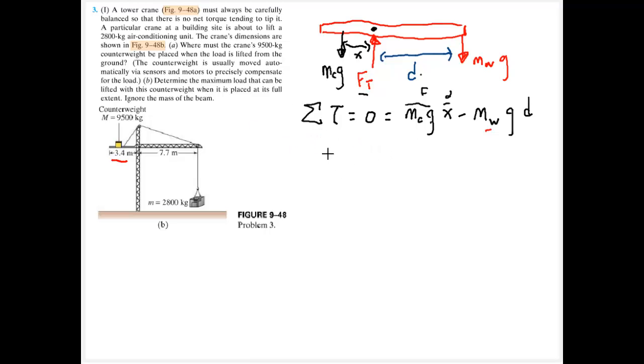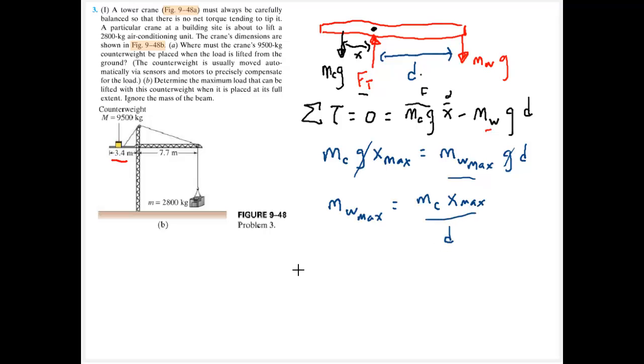So now what I end up with is mass of the counterweight multiplied by gravity multiplied by x max. That's going to be equal to the mass of the object that you're trying to lift, which is going to be some maximum value, multiplied by gravity multiplied by that distance. Again, gravity is going to cancel out, and we're solving for the maximum weight that we can lift now. So mass weight max is going to be equal to the mass of the counterweight multiplied by its maximum position, divided by the distance.